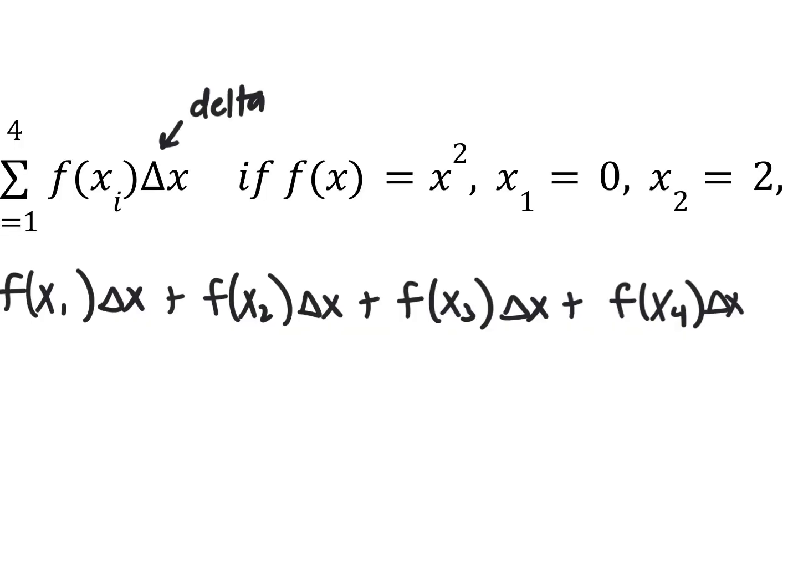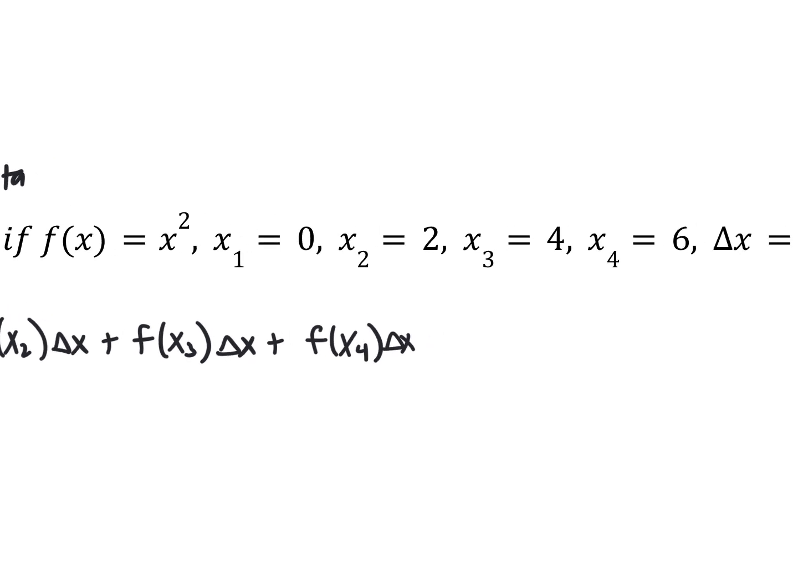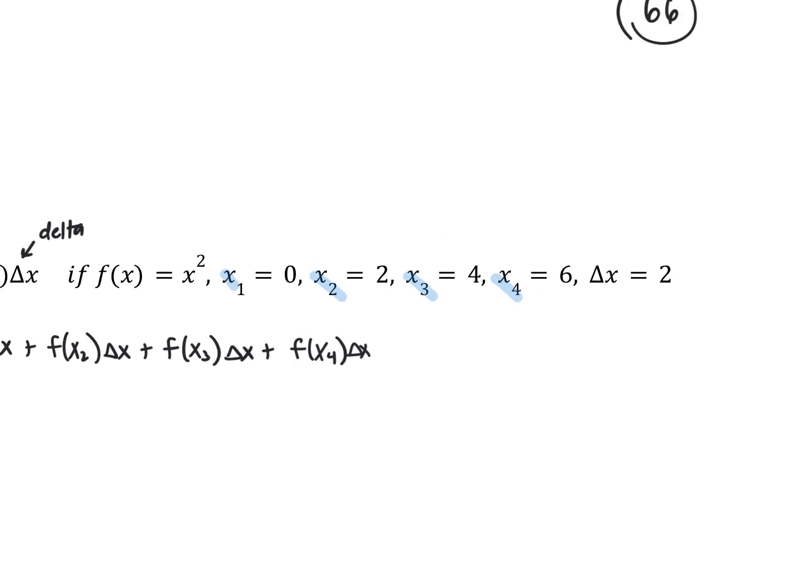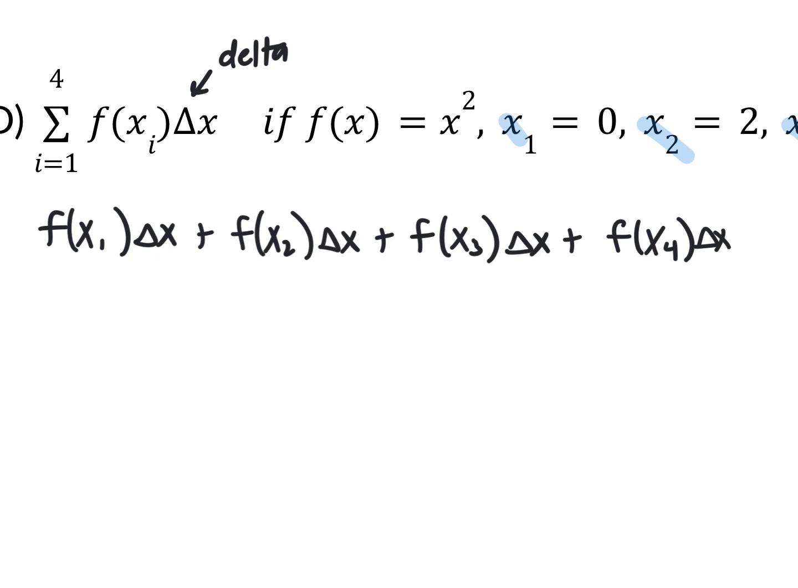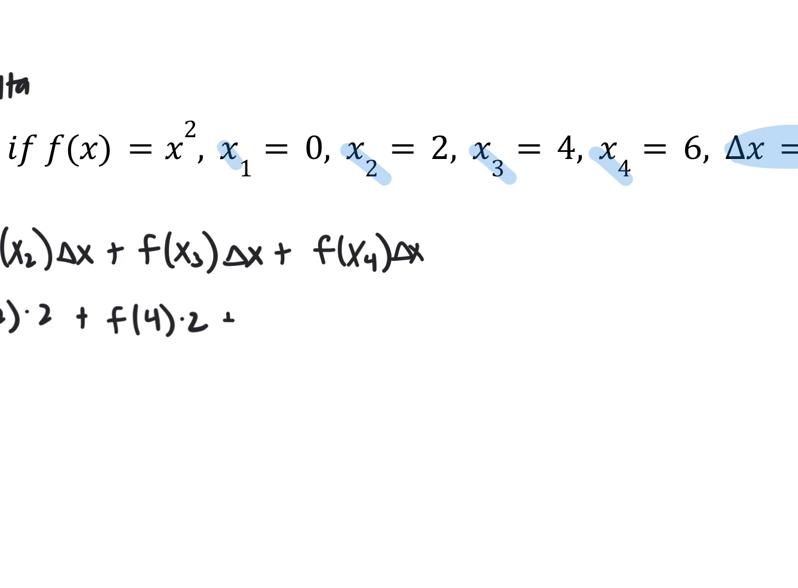Okay, so this is what you should have gotten after you just separated your summation of your series. And now we got to plug in all the stuff that we know up here. All of my x sub 1, x sub 2, x sub 3, x sub 4, we know values for those. And their delta x there is 2. So if I plug all that information in, I have f of 0 times 2 plus f of 2 times 2 plus f of 4 times 2 plus f of 6 times 2.